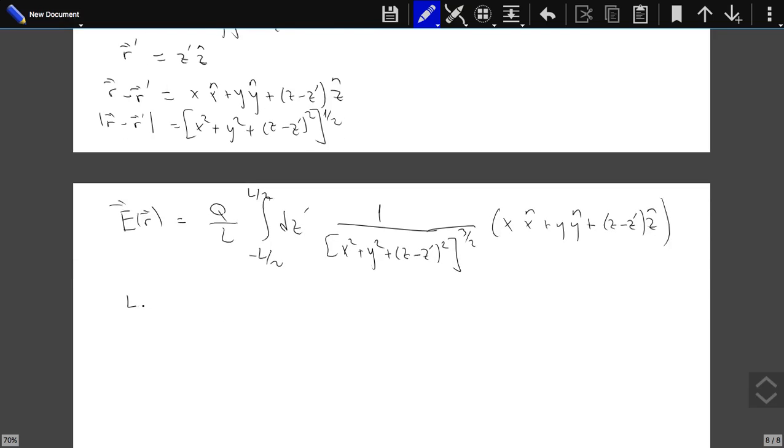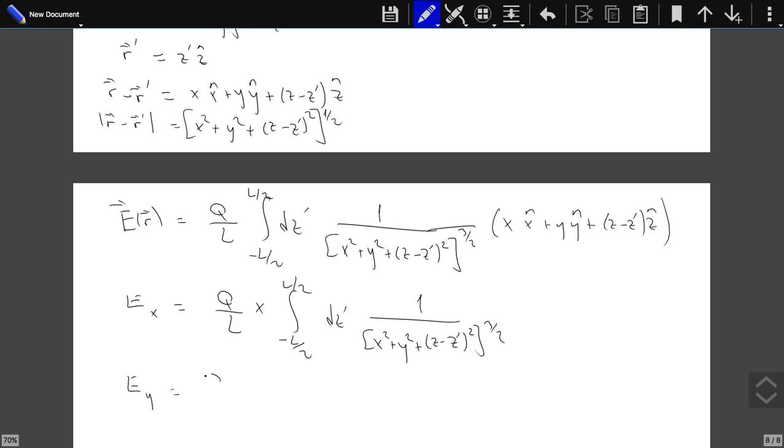So its components, the x component will be q over L times x, integral from minus L over 2 up to L over 2 dz prime, 1 over x squared plus y squared plus z minus z prime squared to the 3/2. The y component is q over L times y, the same integral, 1 over x squared plus y squared plus z minus z prime squared to the power 3/2.